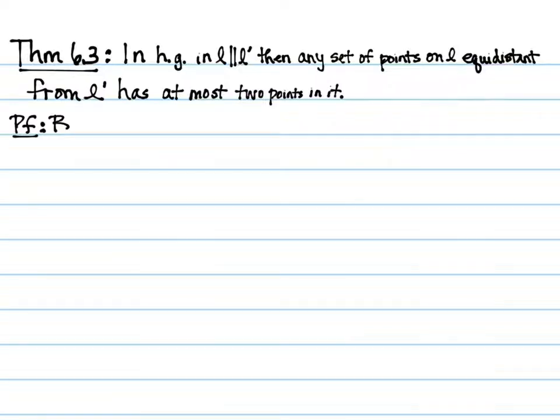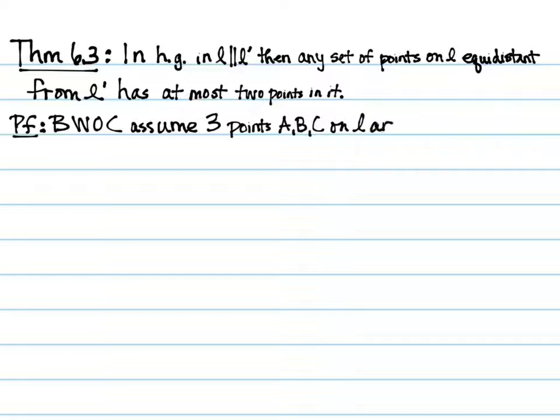All right, so another acronym for you, BWOC. What do you think it stands for? By way of contradiction. Very good. So I'll let you jot that down. By way of contradiction. We're going to assume 3 points A, B, C on L are equidistant from L prime.